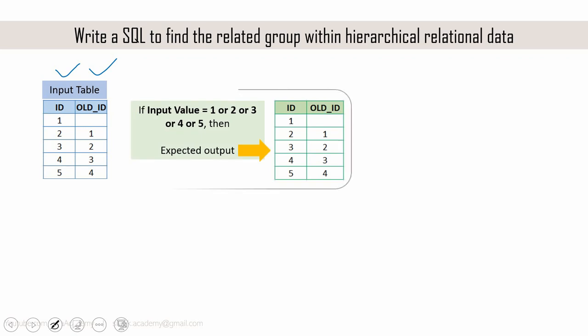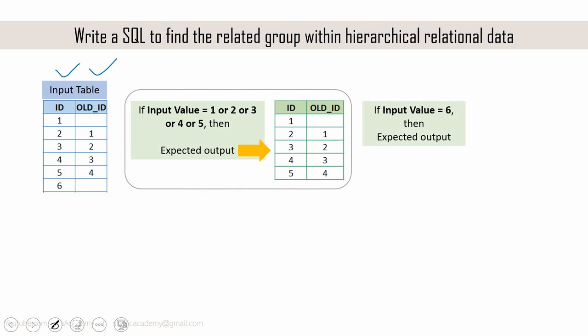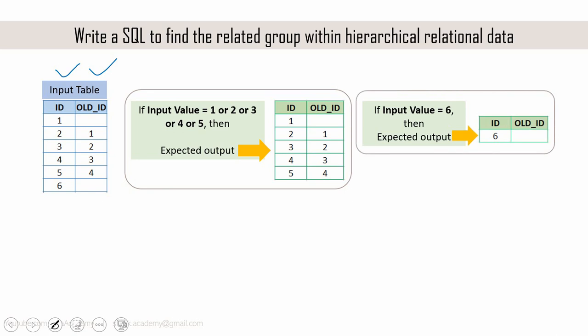Let us take one more example. Suppose we have one more value, like 6, which is the current ID and it is not renamed at all. In that case, if you pass the input as 6, then the expected value is 6 only, because there is no other value that is renamed.